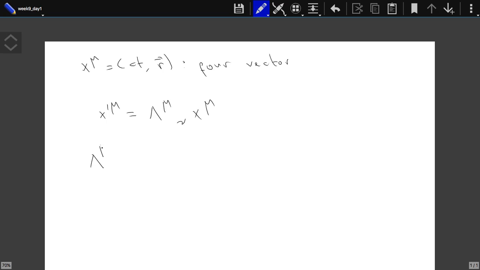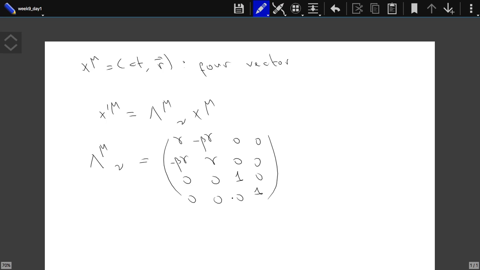Where this Lambda^mu_nu matrix, we had seen, was given by gamma, minus beta gamma, minus beta gamma, gamma, 1, 1, and zeros over here. And this is what we call the Lorentz transformation.